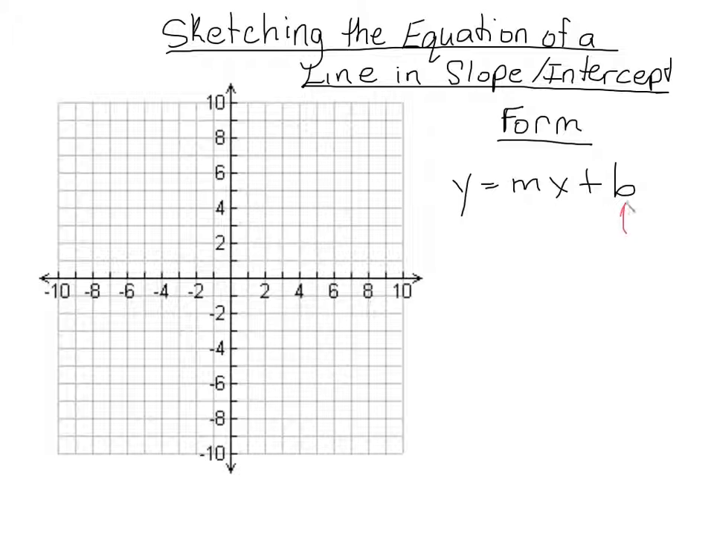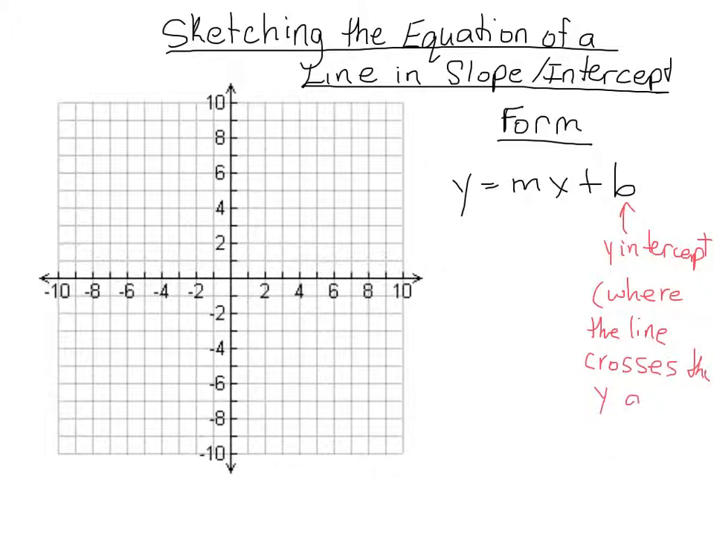It tells you the y-intercept. So the b in our equation, that constant number that's not multiplied by anything, tells you the y-intercept. And a y-intercept is just where the line crosses the y-axis. All right. The other major thing that this equation tells you is the slope of the line.